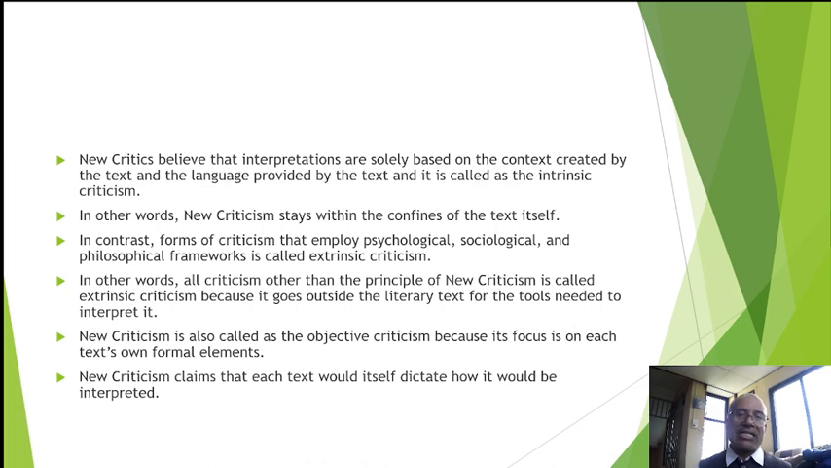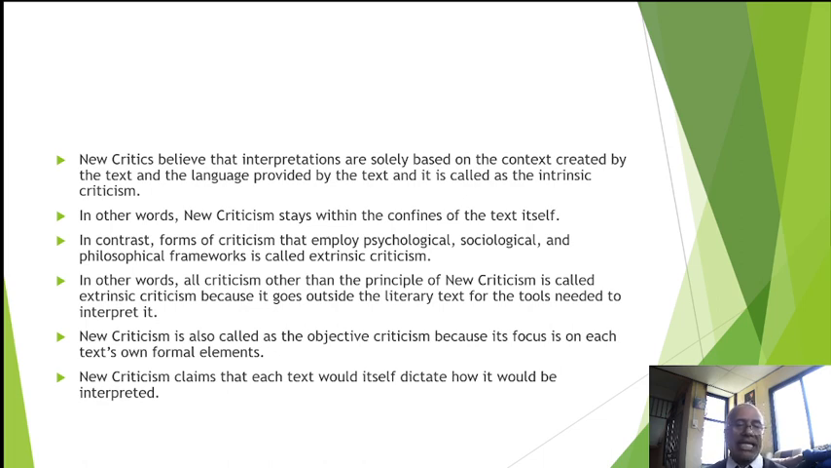That is why it is intrinsic criticism. And other criticism is outside the text, relating with the society, relating with other things, right? And then that is called extrinsic. New criticism is also called objective criticism because its focus is on the text, on formal elements, not outside. So objective criticism finds out the object in the text.